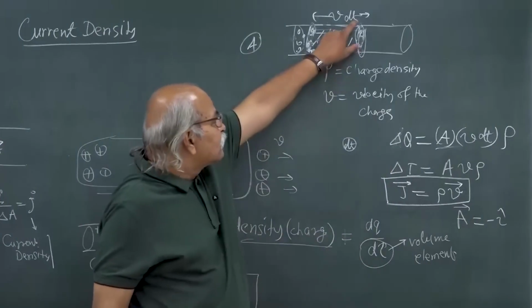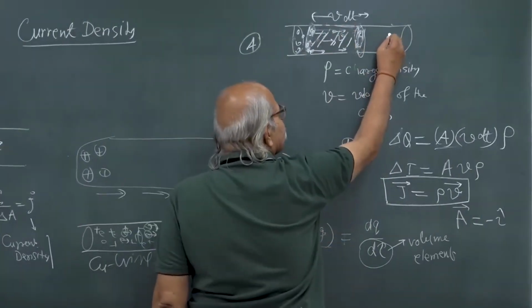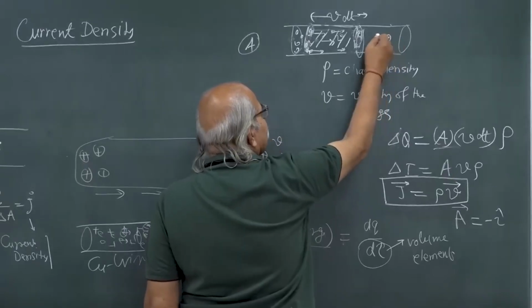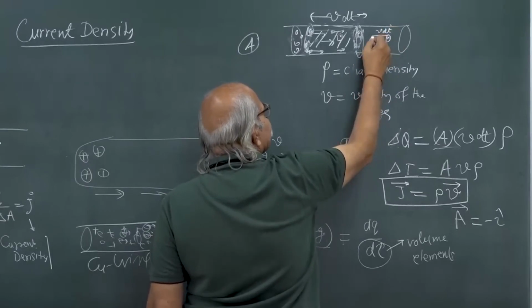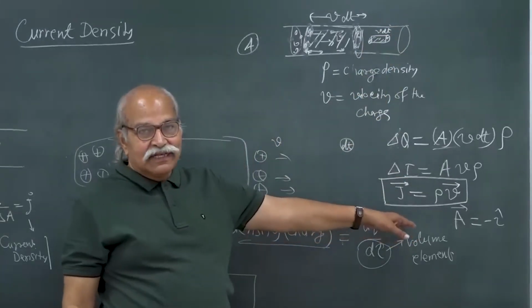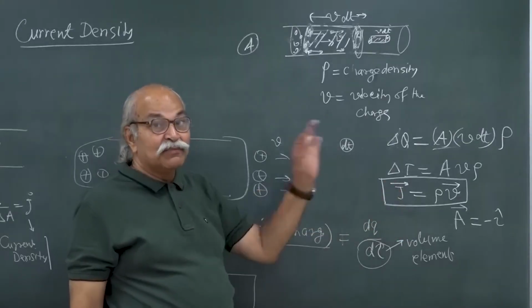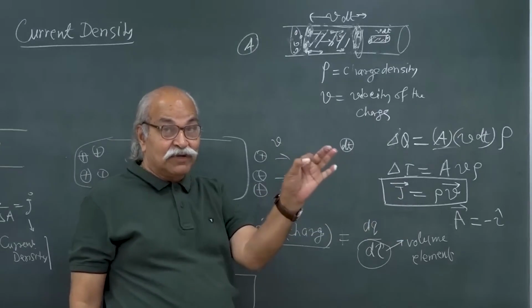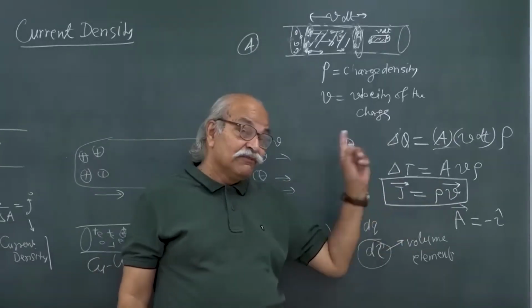I have taken the entire cross section, but the same thing can happen if you take a very small cross section. Then also you can make a cylinder of this length v dt, and the same equation will cover it. And therefore, as I said, this is a point by point quantity defined at a point x comma y comma z, right? So that's the relation J equals rho v. We will be using it.